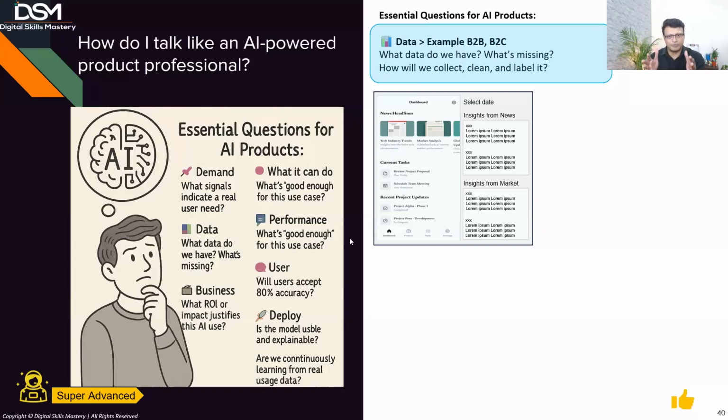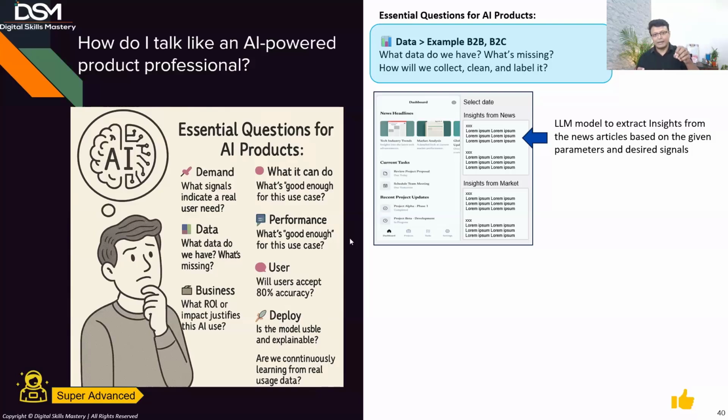Suppose this is a dashboard where you are showing the news headlines, the market information, etc., on a dashboard. And on the right hand side, you have to build something where you are showing the insights from the news and insights from the market data that your product has. Suppose this is the enhancement you want to build on the dashboard. This is where an LLM model is applied to extract the insights from the news articles based on the given parameters and the signals that you have put in, some positive signals or negative signals or whatever. That's what goes into the LLM model.